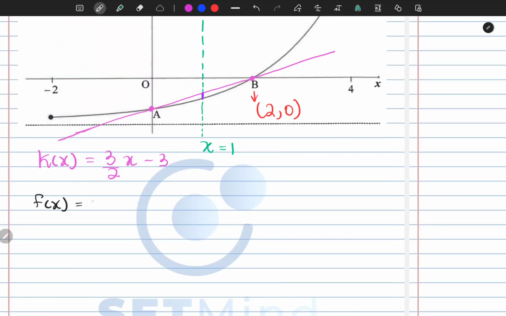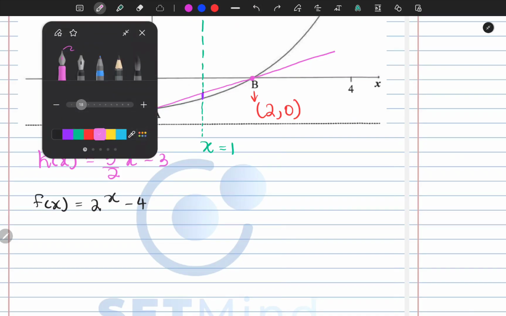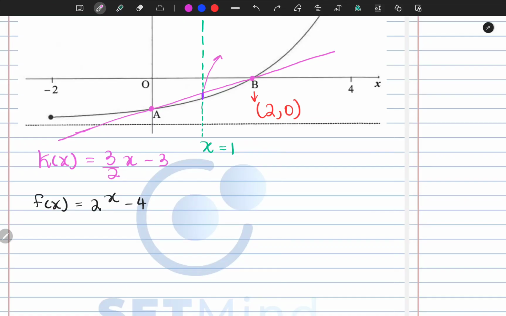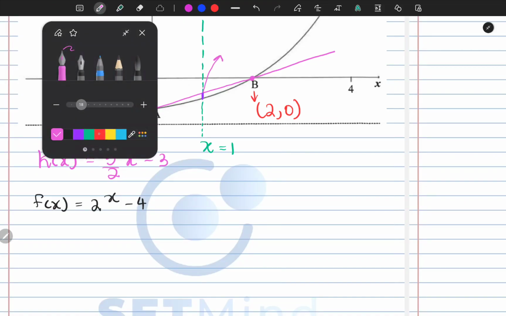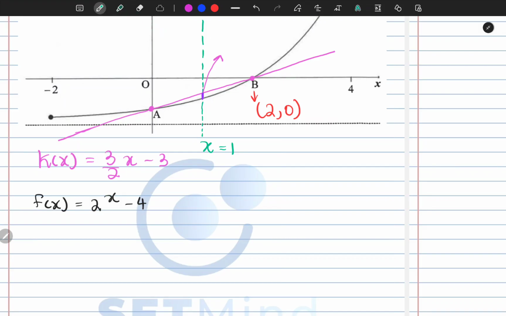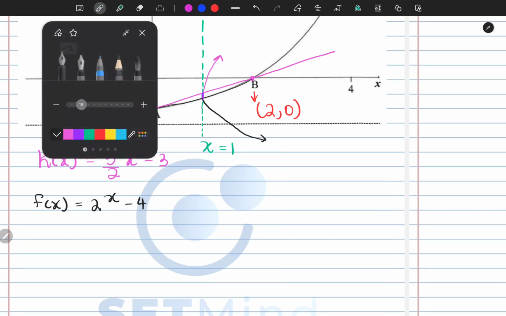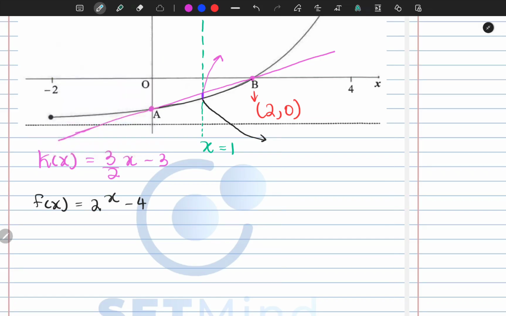So what I'm going to do is I'm going to write my f of x, which is 2 to the x minus 4. I'm going to try and find out what is the y value of the pink function at x is 1. And I'm going to try and find out what is the value of our black function, this one here, the f at x is 1. That is what I'm going to do. Then when I have found the two values, those y values, I can just subtract them and then I'll know the distance between the two.